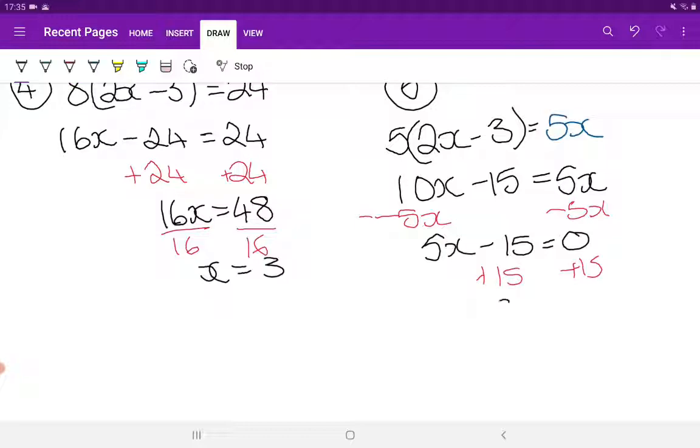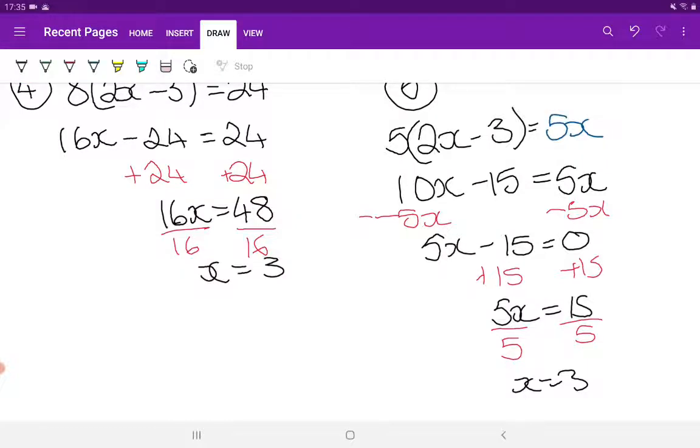So 5x equals 15. And then divide both sides by 5 to give x equals 3. Okay. Now the reason we're doing that revision is that the most important exercise this week is the inequalities exercise, which is exercise 6, okay?